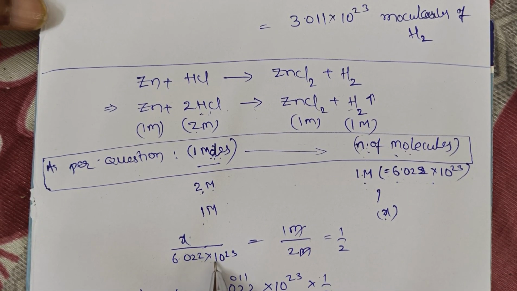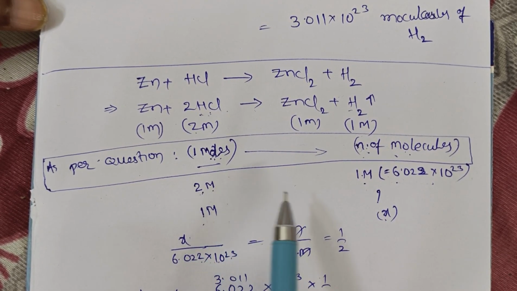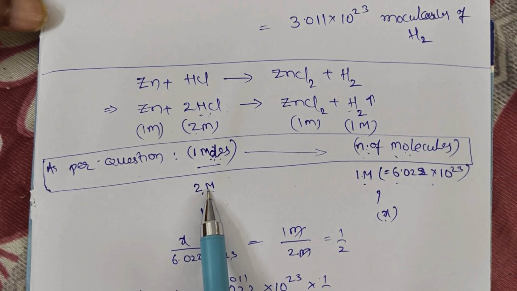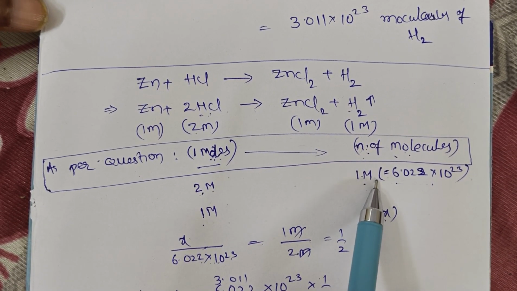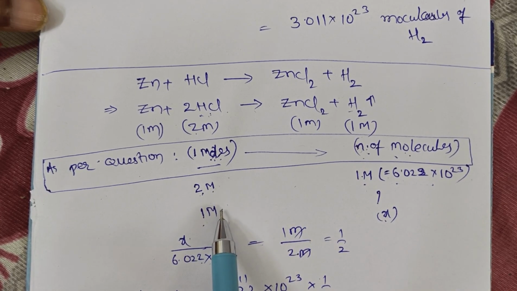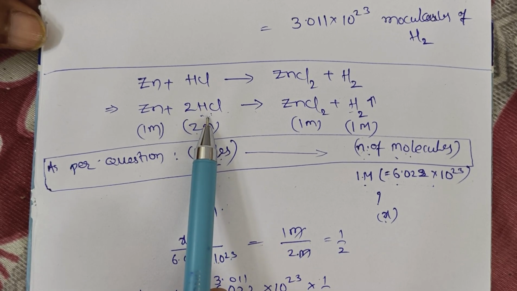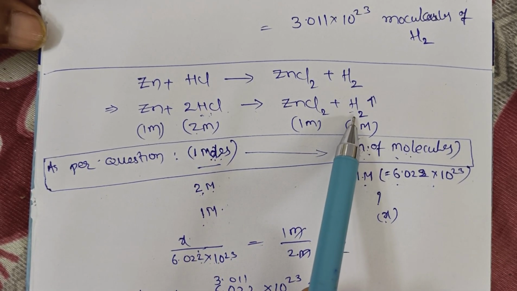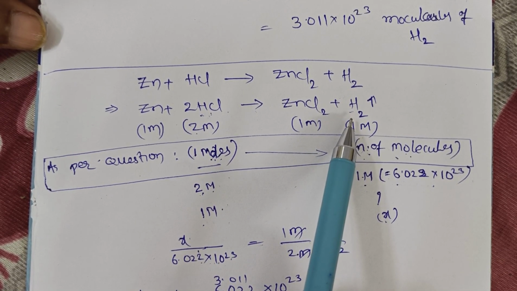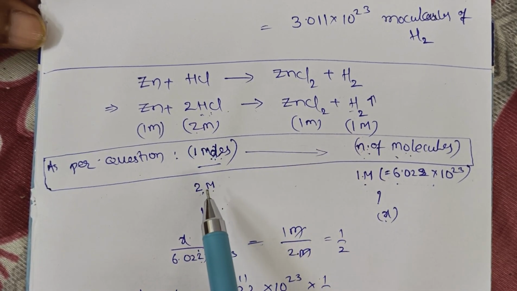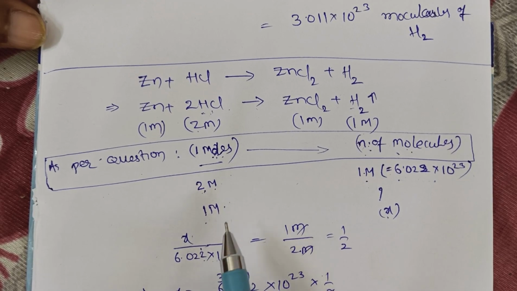x by 6.022 × 10^23 is equal to 1 by 2. It is direct, no? If it is indirect, then you write this by this the other way around. This is in direct proportion. Direct proportion means if you take more HCl, more hydrogen gas will be produced. If you take more and less is produced, you should go for indirect proportion.